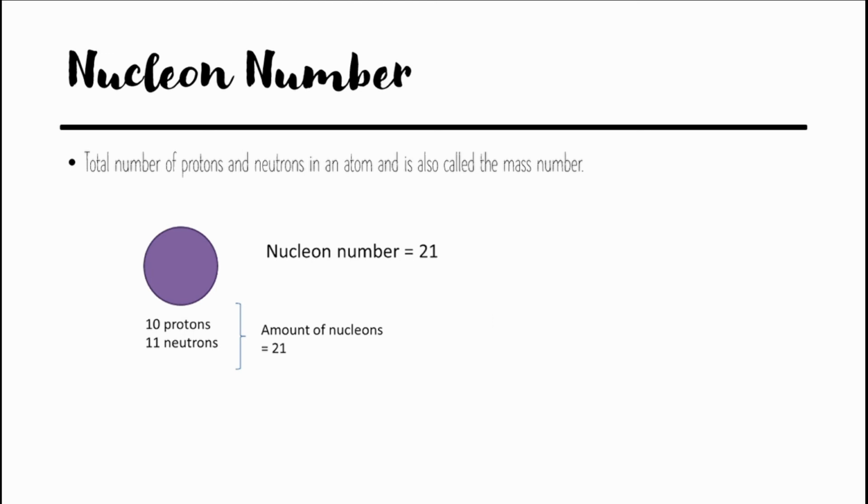Now, let's move to nucleon number. So, the nucleon number is the total number of protons and neutrons. The nucleon number is also called the mass number. Suppose that an atom has 10 protons and 11 neutrons. So, the nucleon number becomes 21. 10 plus 11, 21.